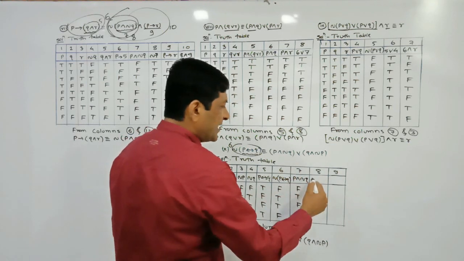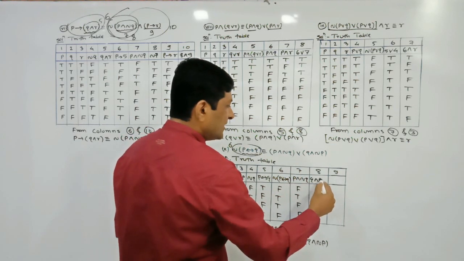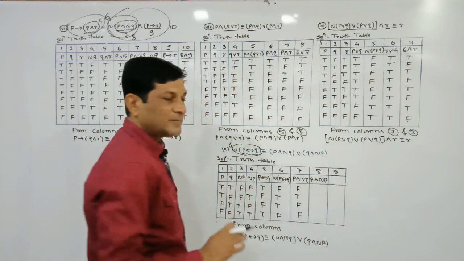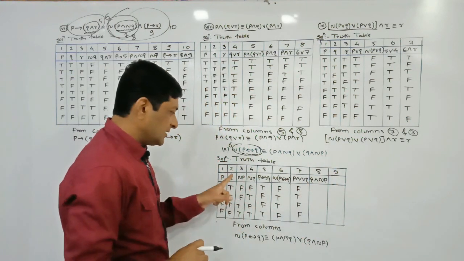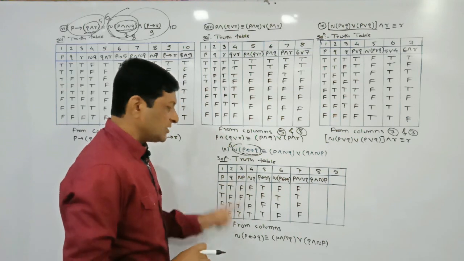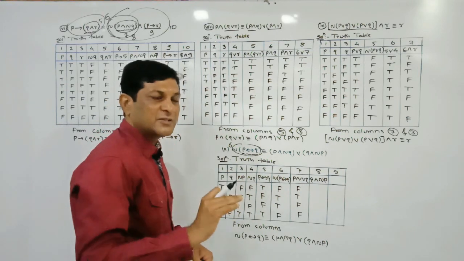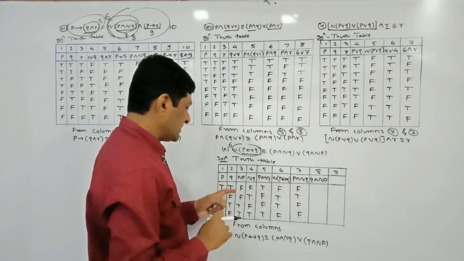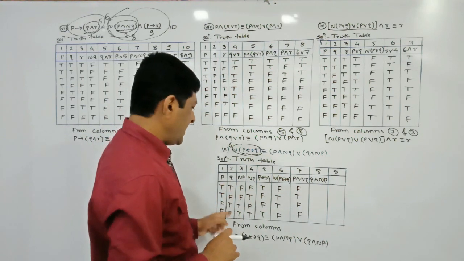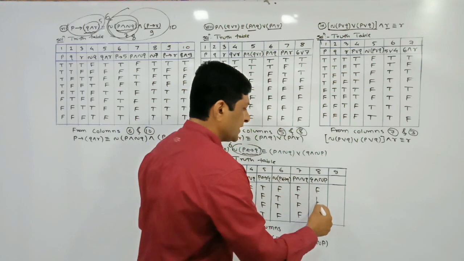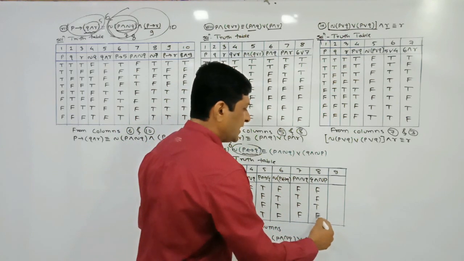Then find out the truth value of Q and negation P. Take Q and negation P. The truth values of Q and negation P are known to us. We are connecting them by AND. And in case of AND, if at least one statement is false, AND will be false. F, F, T, F.